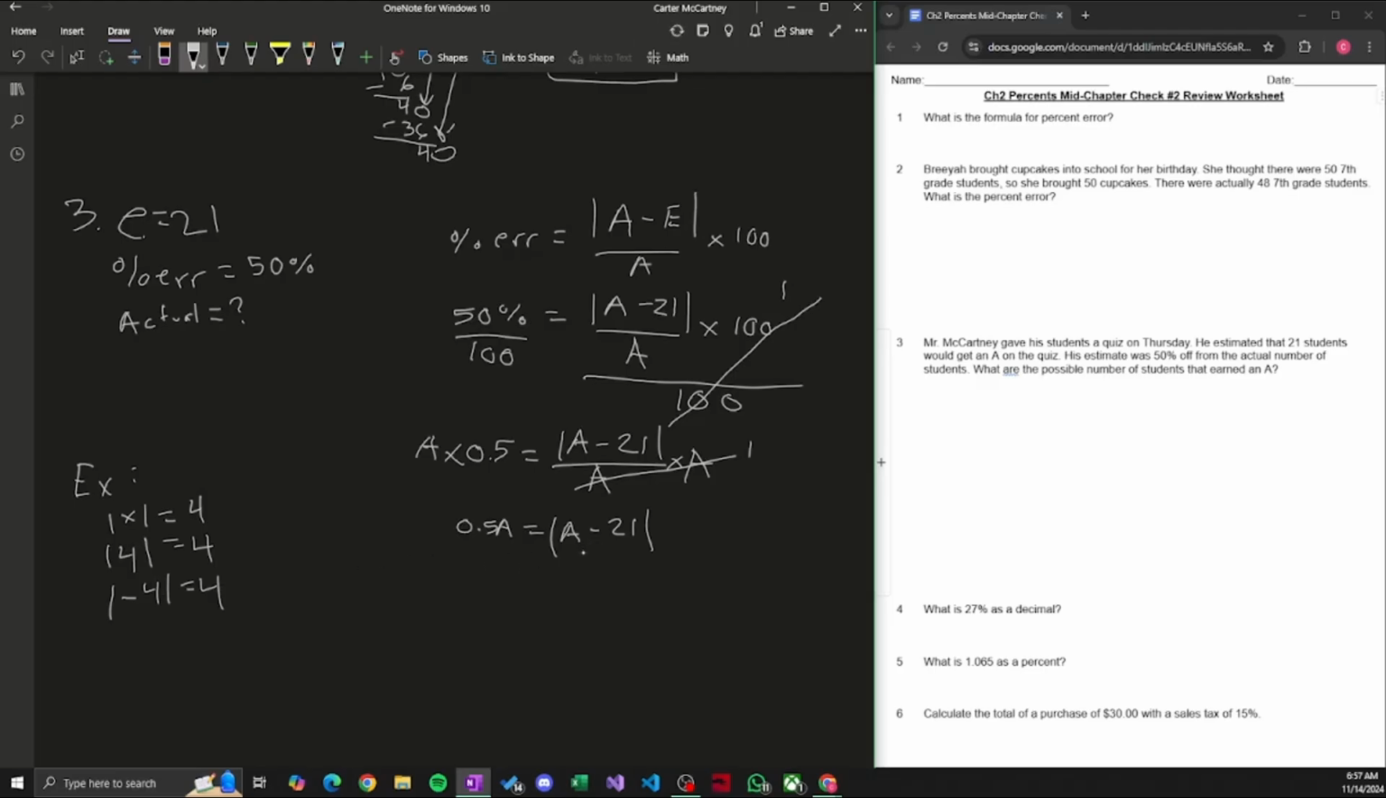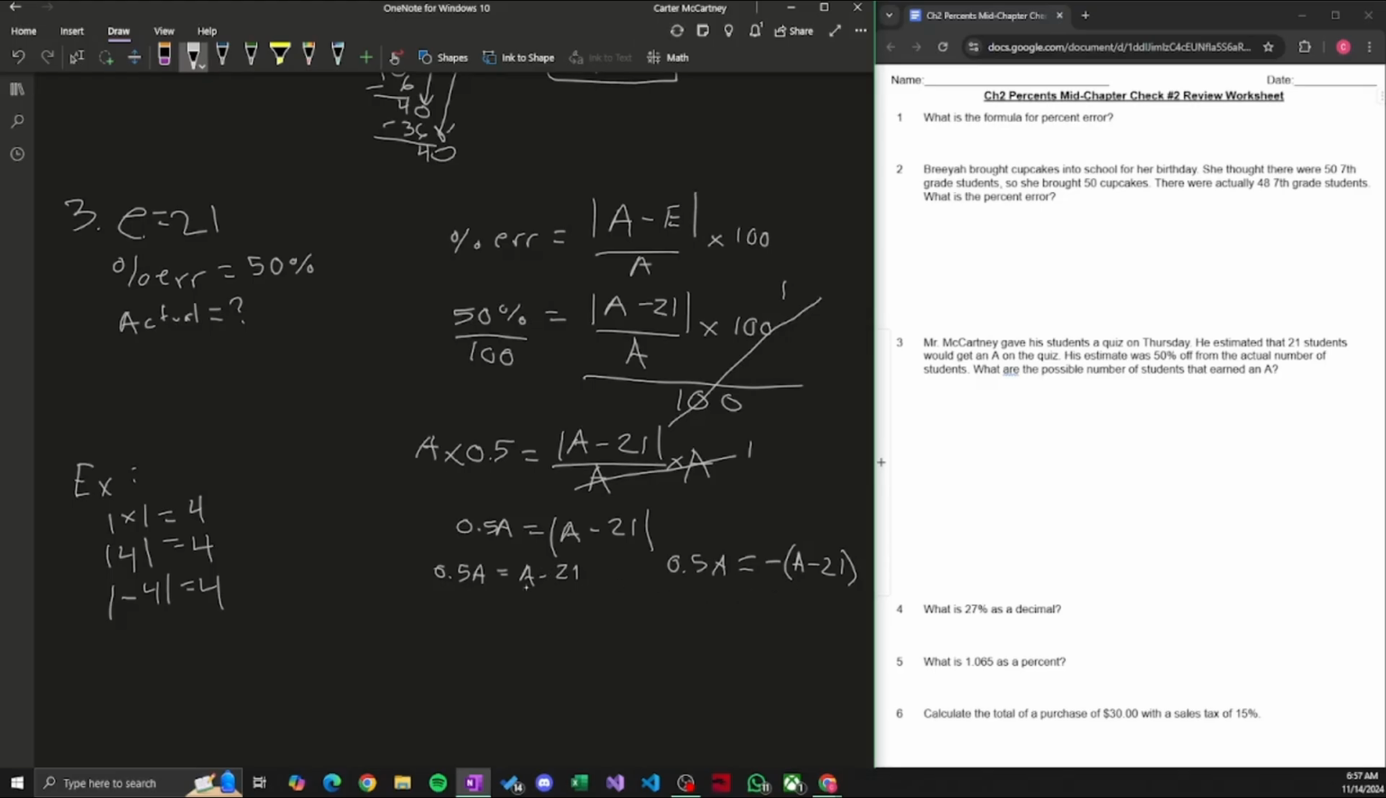So just like that, we're going to do the same thing over here. We have absolute value of A minus 21 equals 0.5A. So we can say that 0.5A equals A minus 21. And we can also say that 0.5A equals negative (A minus 21). So, the positive version and the negative version.